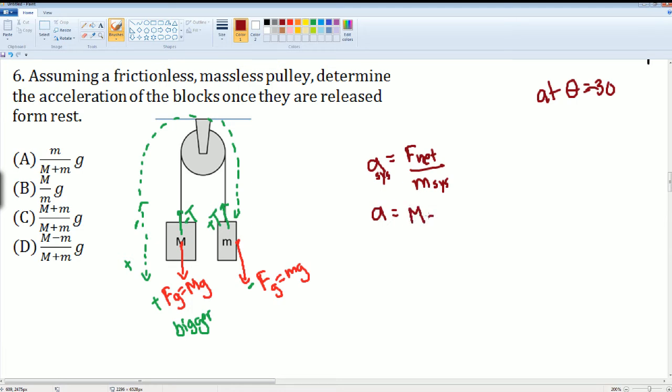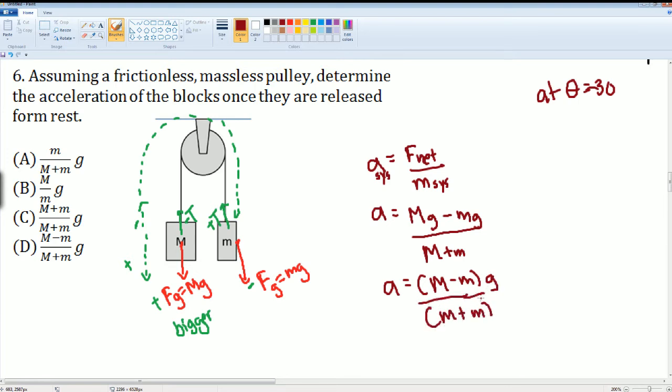big M g minus little m g over the mass of the system, which is big M plus little m. Here you can pull out the greatest common factor, which is just g. So you have big M minus little m times gravity divided by the summation of their masses. So the answer would be this one.